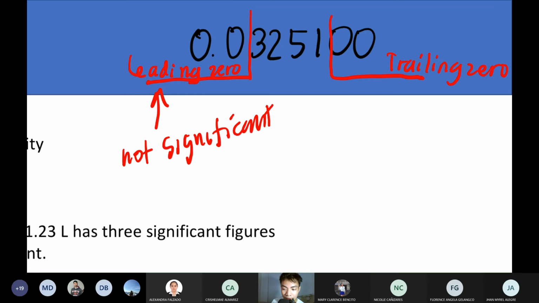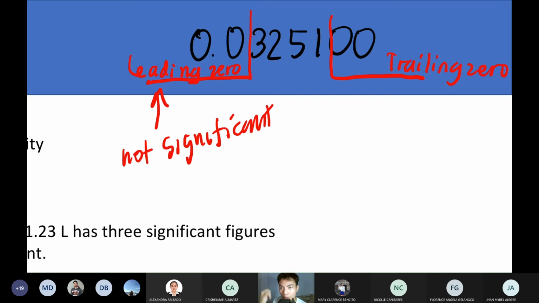Okay. Pag walang decimal point, ano mangyayari? Rule number 5, ambiguity. Pag walang tuldok yan, ambiguous. Pwedeng maraming interpretation. That's why we have to use scientific notation or just put a decimal point. Okay? So, yun yung summary ng rules natin.